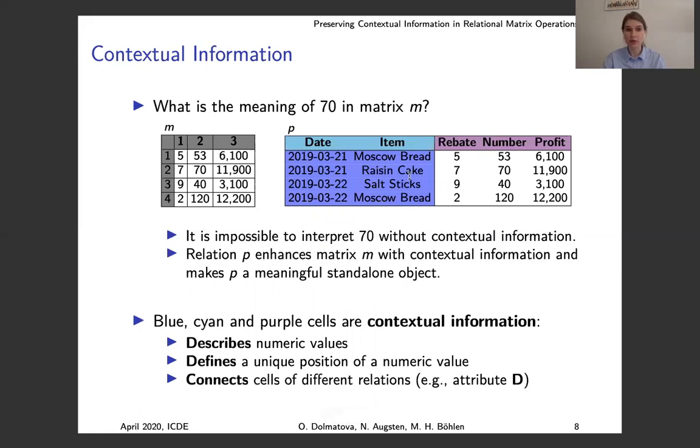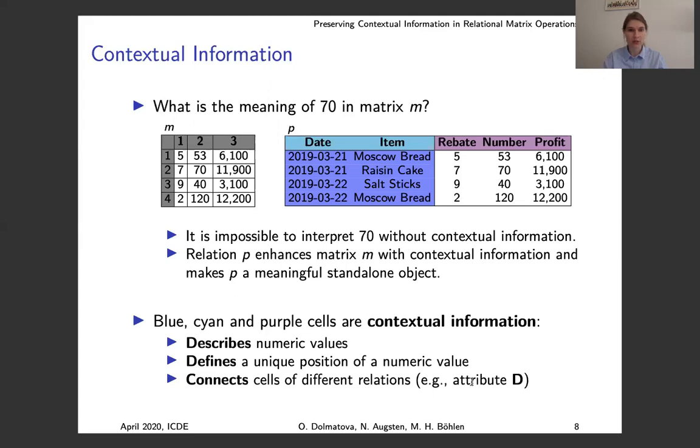Contextual information describes numeric values in relation. Contextual information defines a unique position of numerical values. And contextual information connects relation P with the relations S and F by attribute D. Thus, contextual information is an important part of a relation and should be considered in matrix operations that are generally defined only over numerical objects.